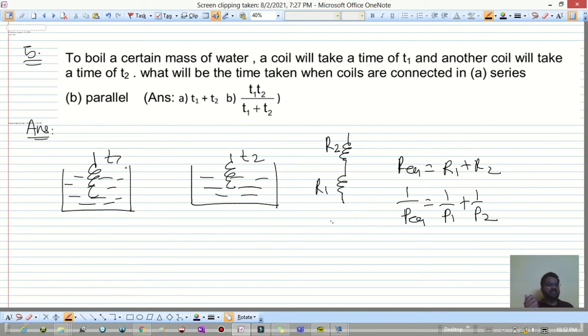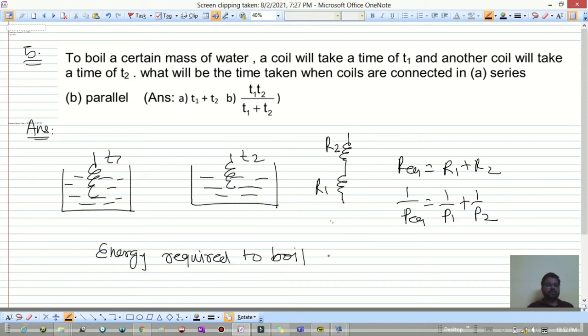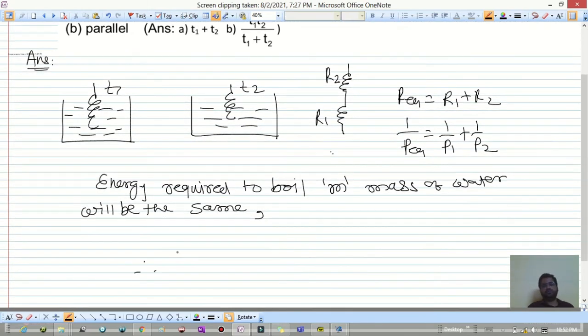Whatever energy is required to boil the same amount of water will be the same, isn't it? Energy required to boil m mass of water will be the same. That energy will not change. So therefore 1 divided by power is nothing but what?